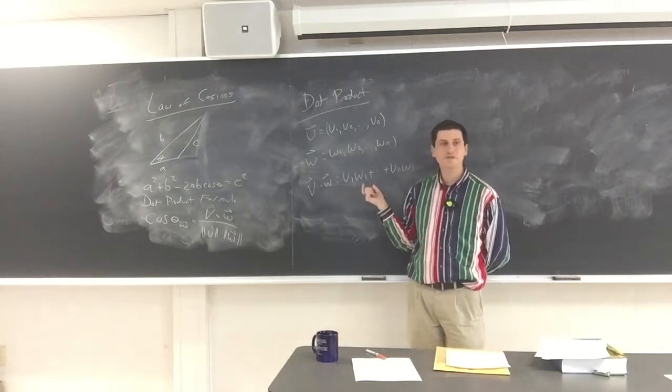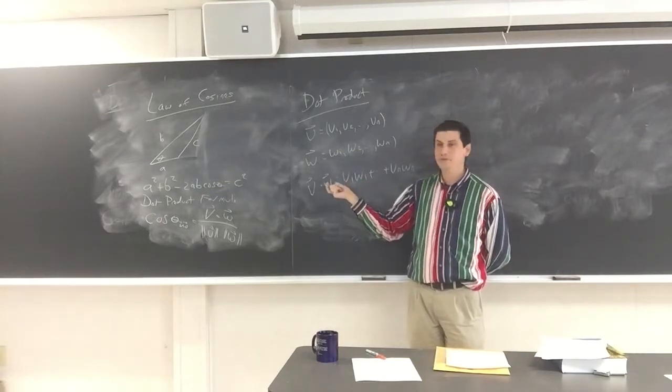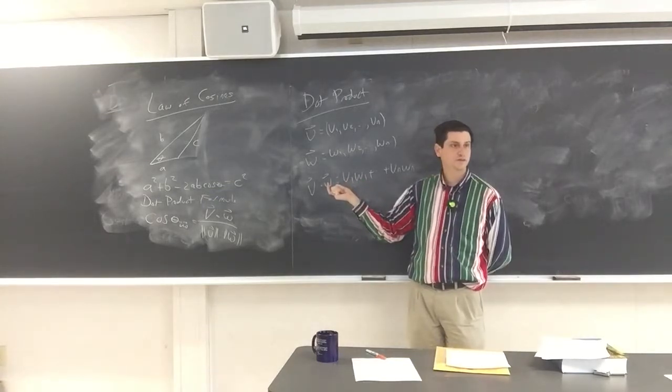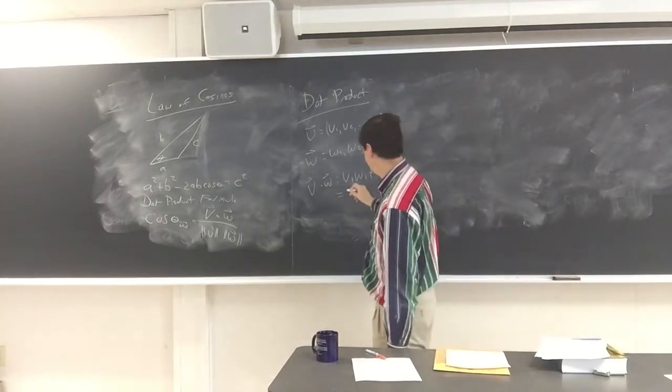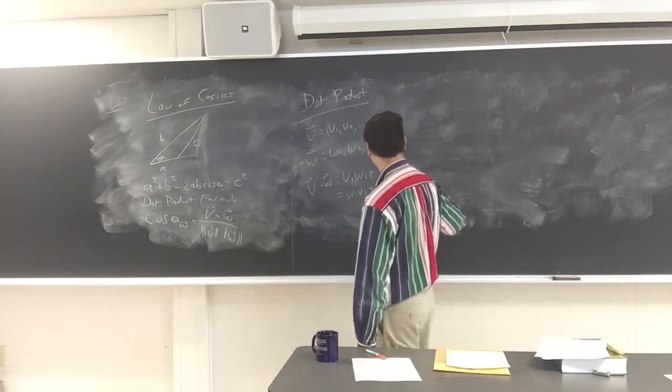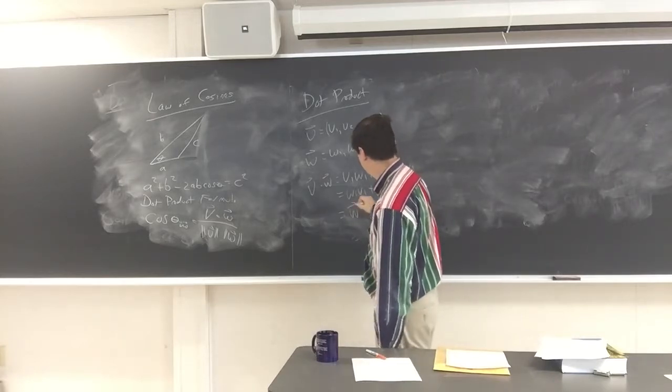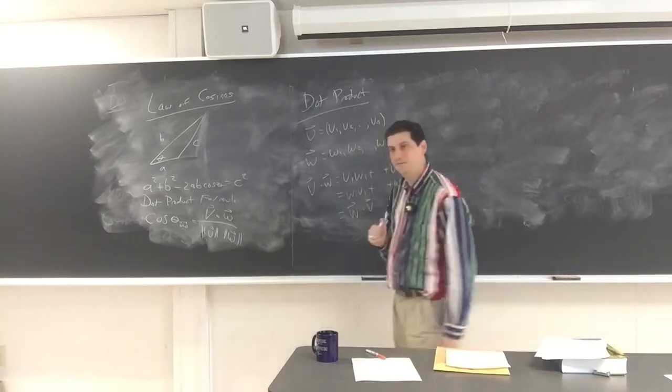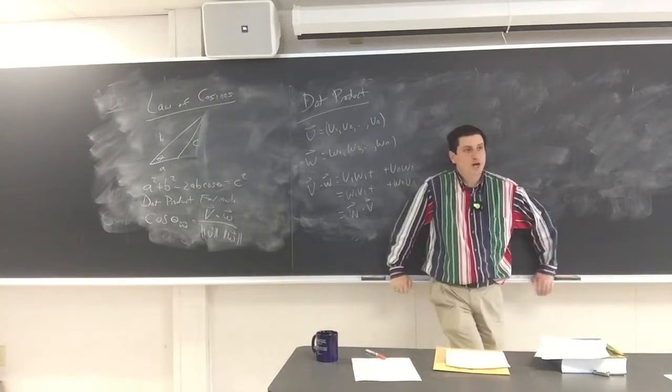And this should give you your first result about dot products. v dot w is the same as w dot v. So all I have to do is for each one of these, just because they're real numbers, write them in the opposite order. And then I'll get w dot v. So that claim isn't too hard to prove.